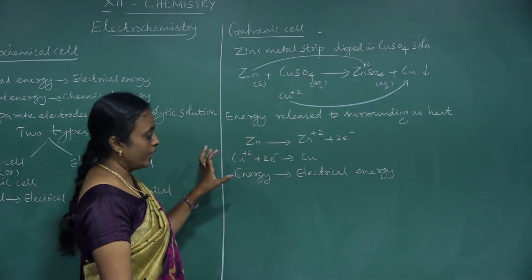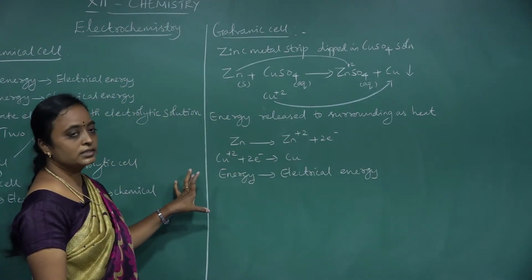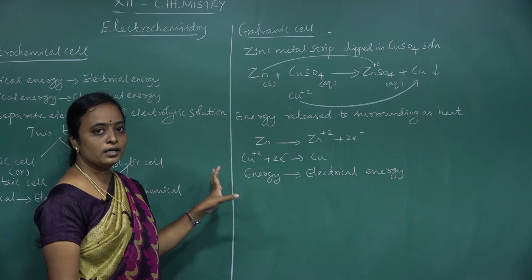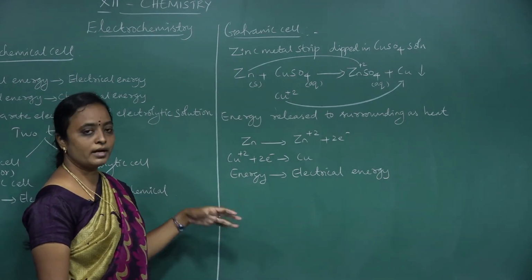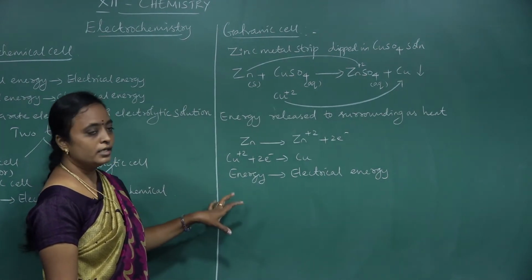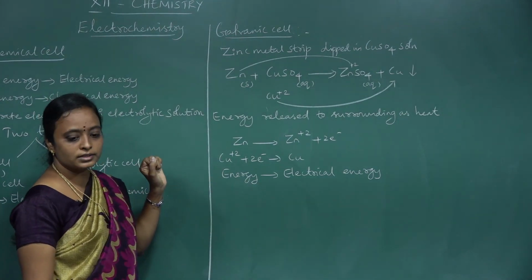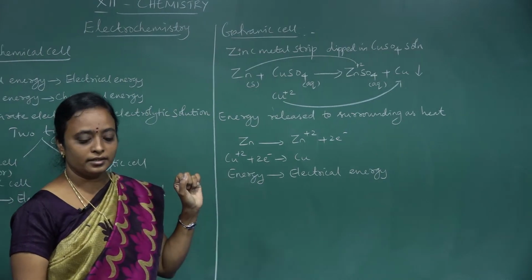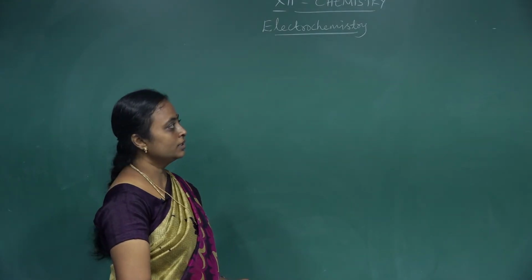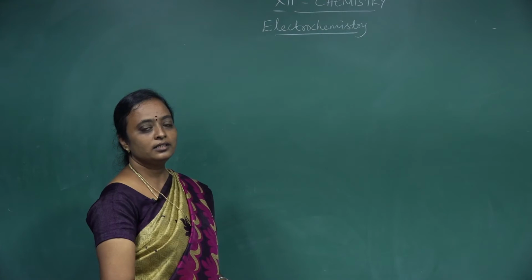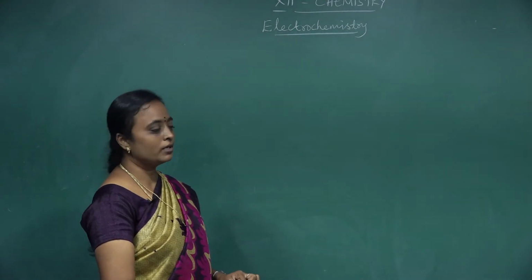To explain the galvanic cell, next I am going to take the Daniel cell as a good example, where the oxidation and the reduction also take place in the same manner. Next we are going to discuss the Daniel cell. It's a good example for a galvanic cell.